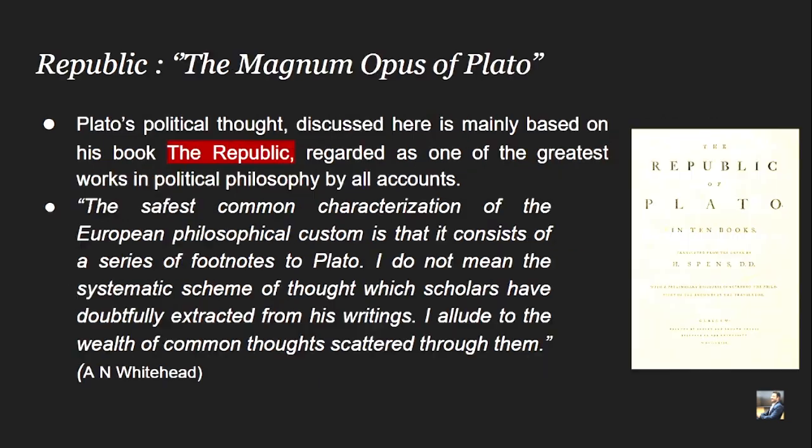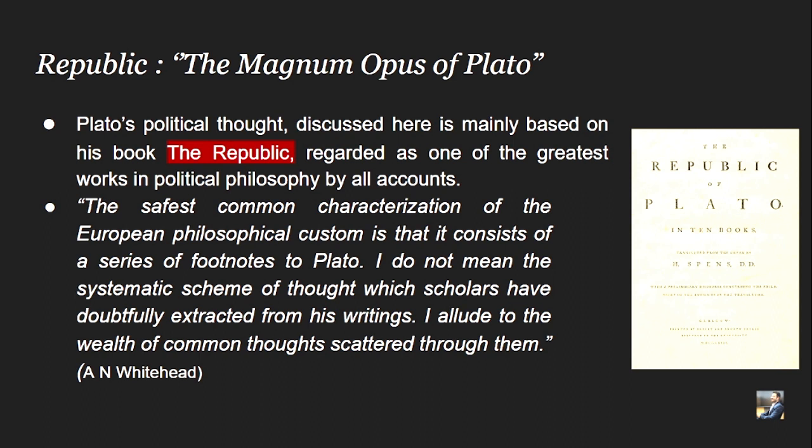So this is the magnum opus of Plato. Magnum opus is like the best work for which Plato is known. That is the Republic. So Plato's political thought discussed here is mainly based on his book Republic. Most of the political theory which we will be discussing of Plato belongs to this work. It is regarded as one of the greatest works in political philosophy by all accounts. Whichever historians have attempted to give an account of Plato's Republic have regarded it as one of the greatest works of Plato.